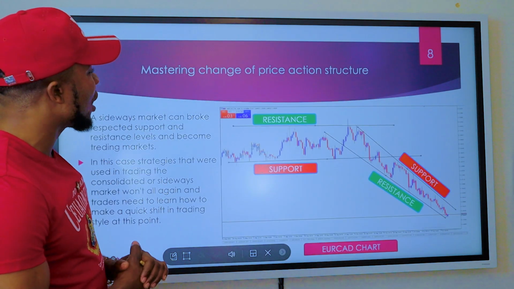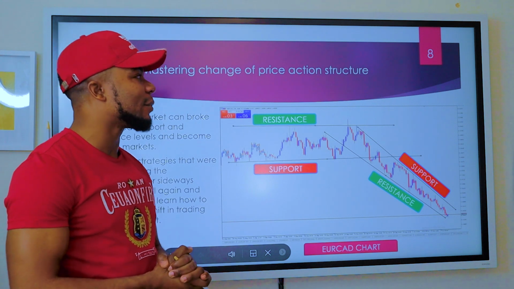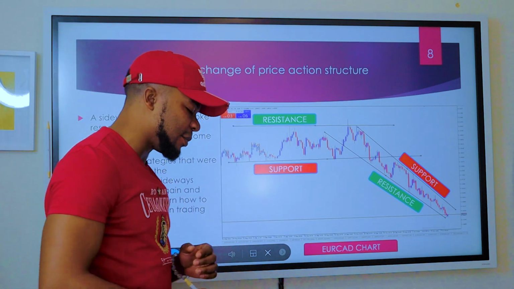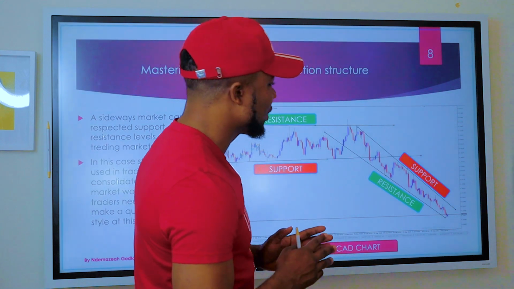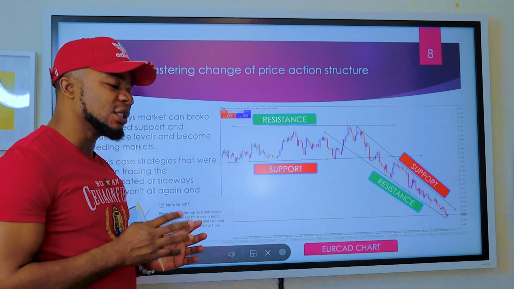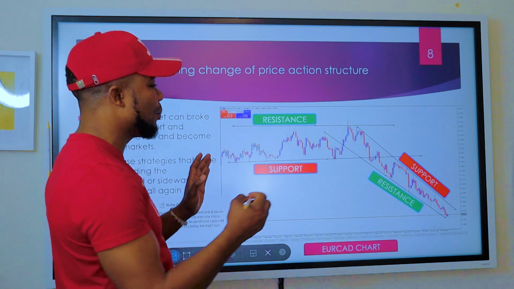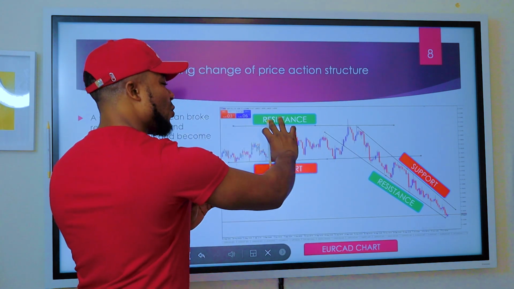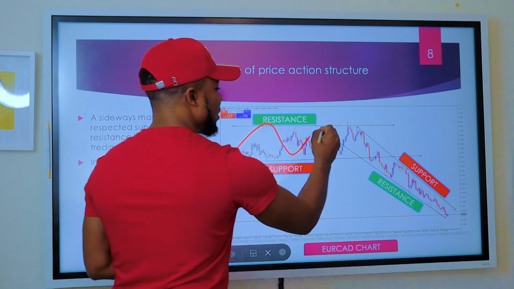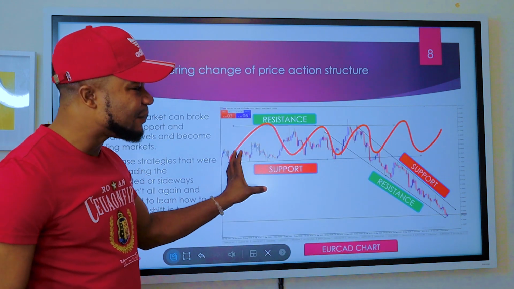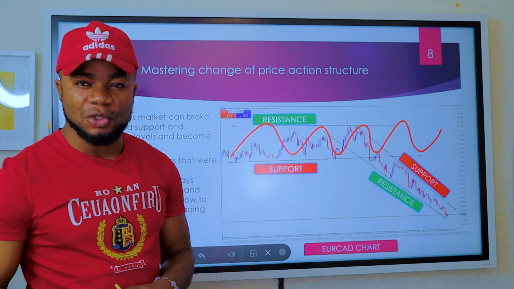And then let's talk about mastering change of price, mastering the change of price structure. This is very, very important. Because here, this is what I've been trying to explain. Because in Forex trading, most of the time, what people show you, they show you all of this. They show you only a sideways market where you just see support and resistance bouncing like this. 90% of the time, tell me if 90% of that is what people show you.